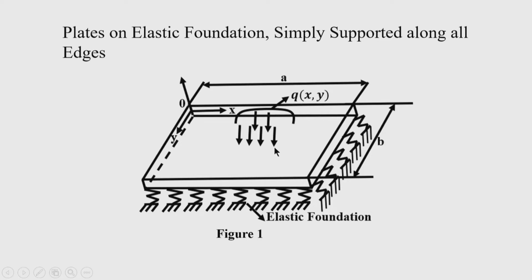So, at any point on the plate, if the modulus of subgrade reaction is k, and the deflection at that point is W, then k into W will be the upward spring force, and that force will reduce the loading, that is the downward load that is applied on the plate. So, the net loading will be Q minus k into W.